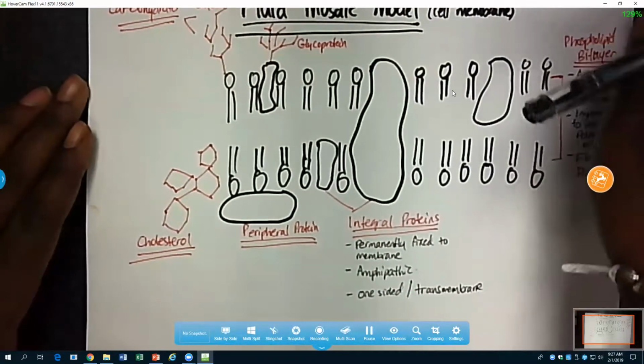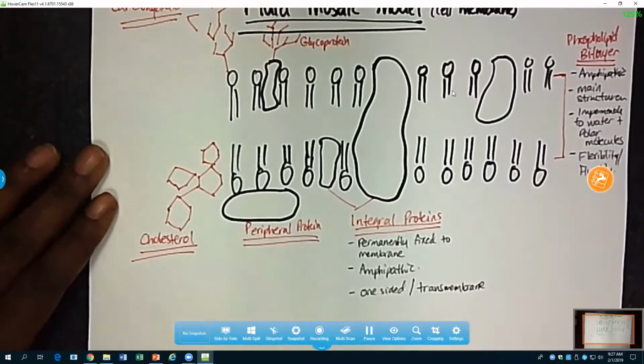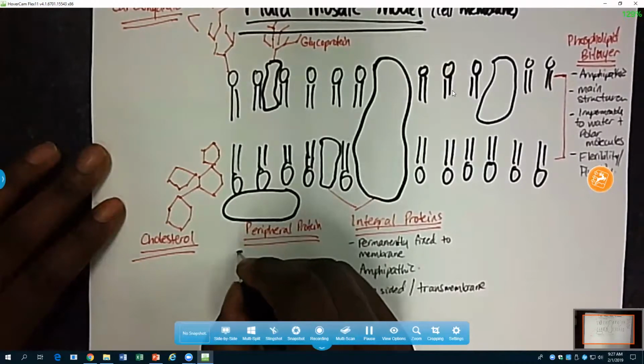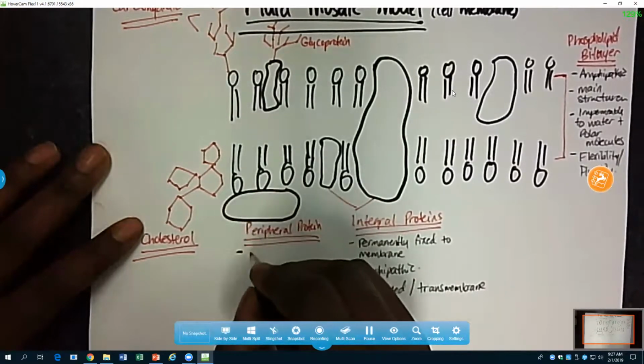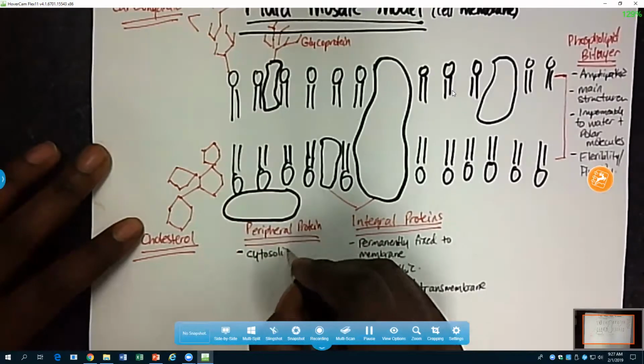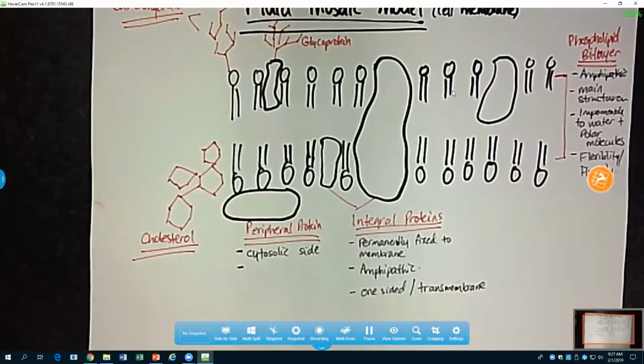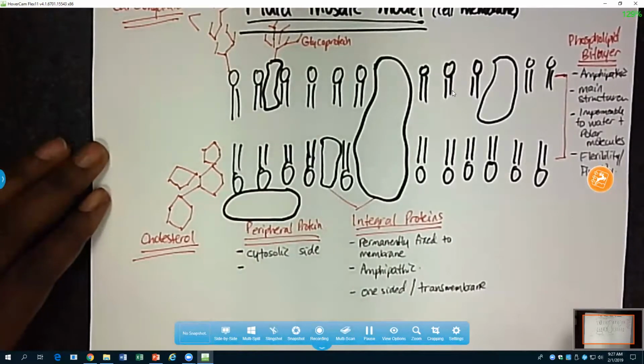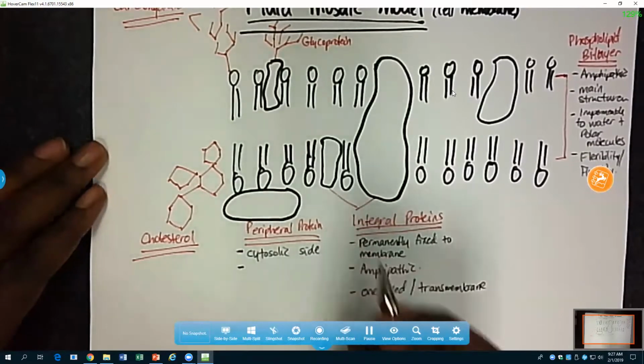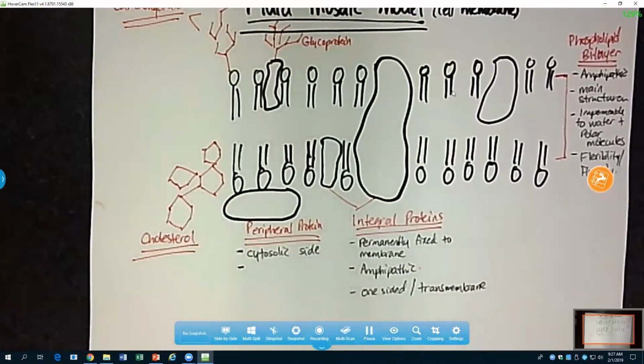Alrighty, let's compare those to peripheral proteins. Now these are usually on the cytosolic side of the plasma membrane. Some examples are the signal transduction messengers or the signal transduction receptors that are involved in the signaling cascade for certain processes. We'll talk about those when you look at the autonomic nervous system. They can be receptors as well, channels, and different types of things.